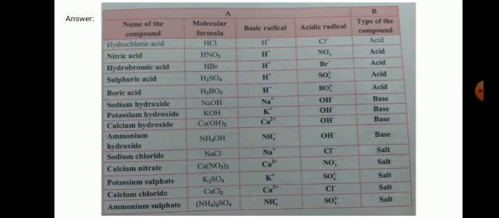Let me repeat one more time. A substance which on dissolving in water gives rise to H+ ion as the only cation is called an acid. And what will be the definition of base? A substance which on dissolving in water gives rise to OH- ion, hydroxide ion, as the only anion is called a base. Clear?